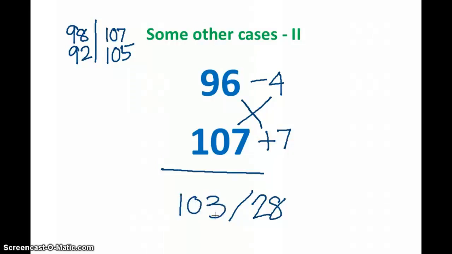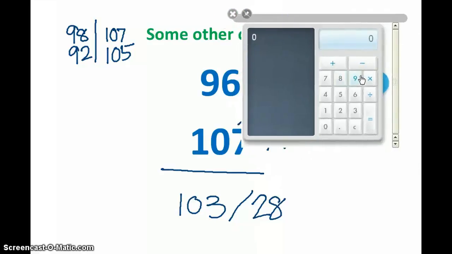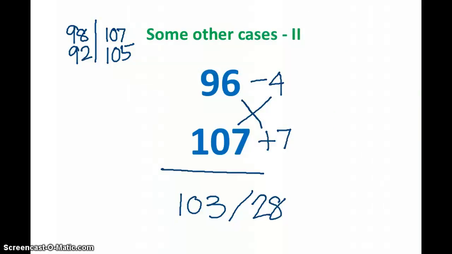Let's check if the answer is that or not. 96 into 107. No, our answer is not correct. The answer is 10272. So there has to be some little modification happening here. The modification that we need to do here is basically something like a subtraction or a complement. Why are we doing this? Just see the technique first, I will explain it.